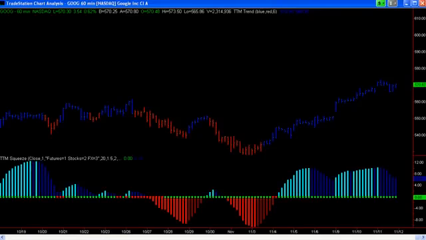So this is Google on a 60-minute chart. I'm going to take a look at some currencies, but first, I wanted to take a look at Google. Just keep an eye as we set up here. Here was the last 60-minute squeeze on the long side. And on something like this, there's a couple of different ways to play it. Here's the way I like to play it.